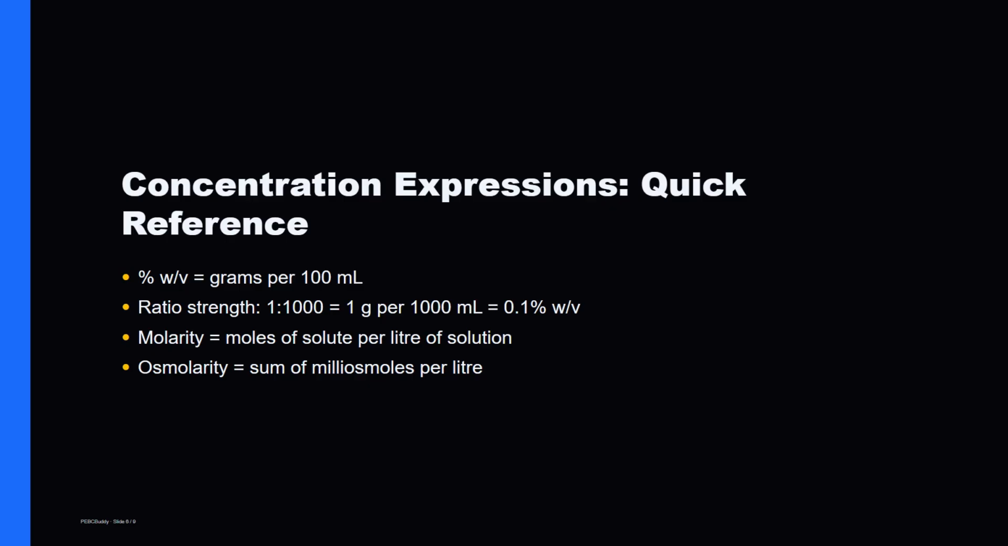For molarity, divide the mass in grams by the molecular weight to get moles, then divide by the volume in liters. Osmolarity adds one more layer. You multiply molarity by the number of particles the compound dissociates into. Nail these conversions cold, and you'll handle the concentration expression questions confidently, rather than re-deriving them under time pressure.